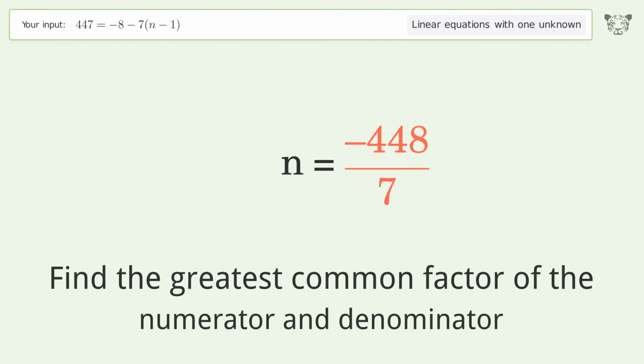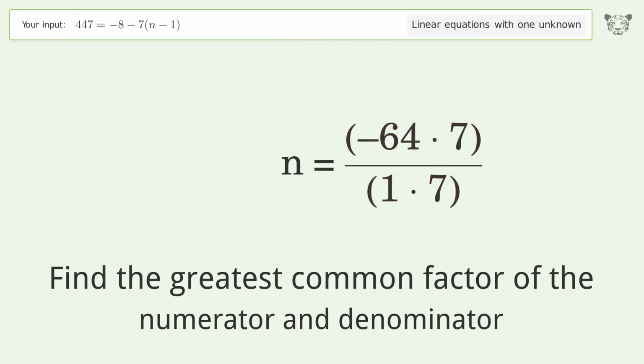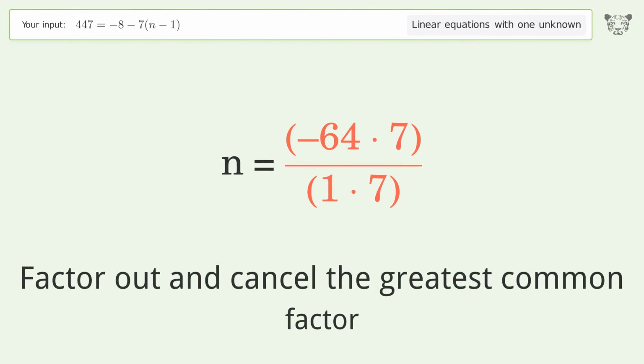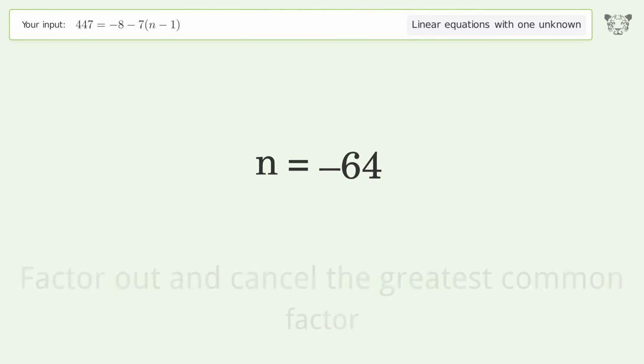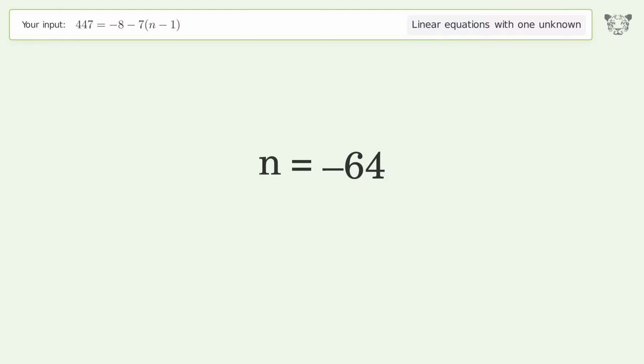Find the greatest common factor of the numerator and denominator. Factor out and cancel the greatest common factor. And so the final result is n equals -64.